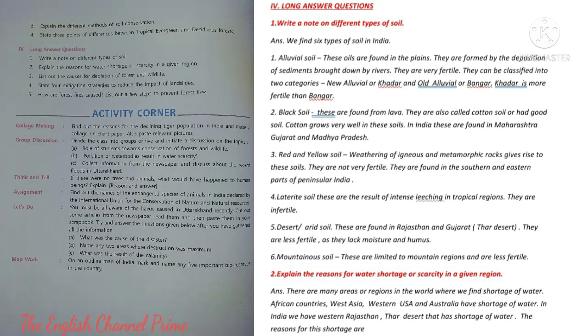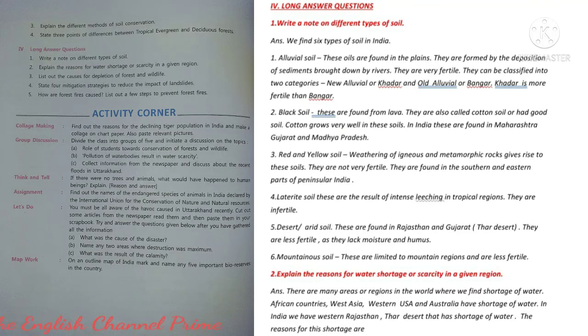Done, children? Now next question. Second one, explain the reasons for water shortage or scarcity in a given region. Answer. There are many areas or regions in the world where we find shortage of water, like African countries, West Asia, Western USA and Australia. In India we have Western Rajasthan, or the Thar desert, that has shortage of water.